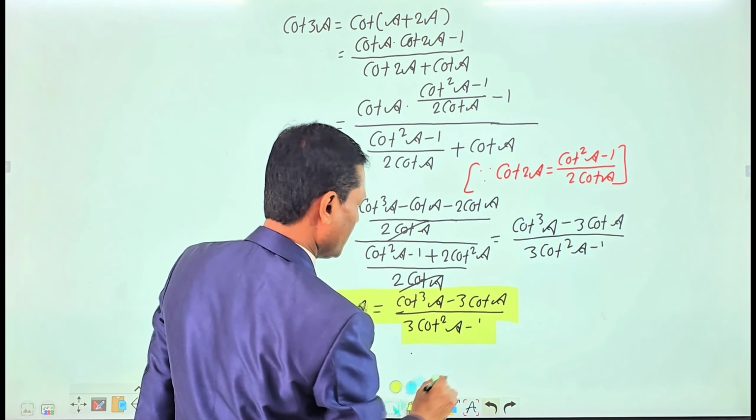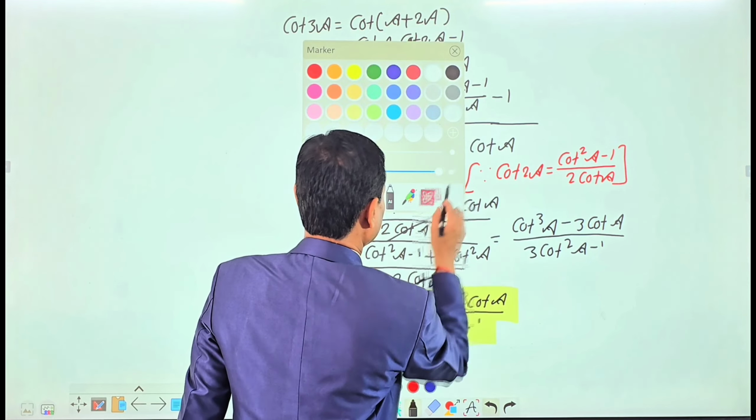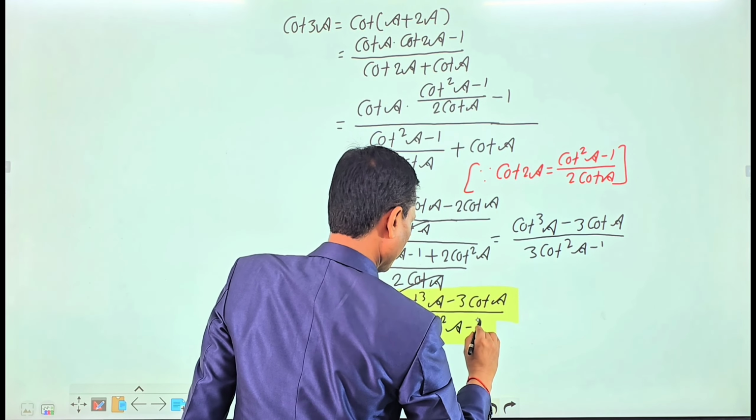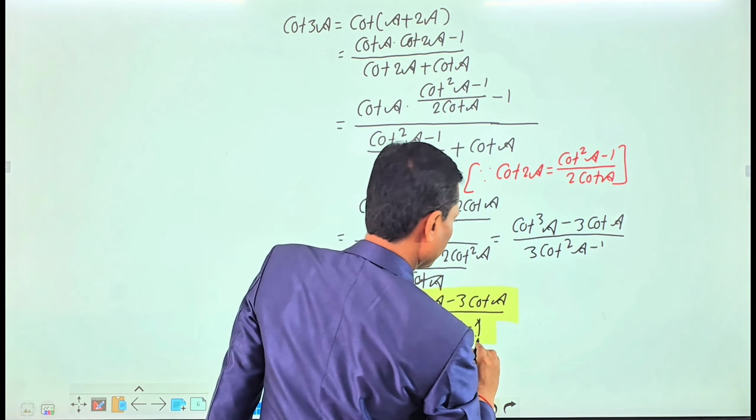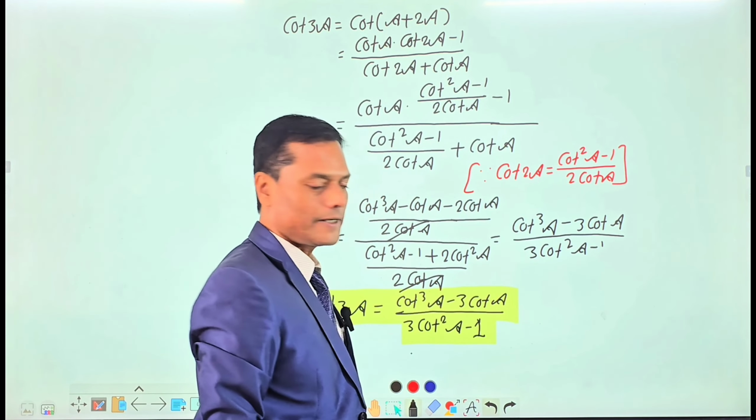right? cot cube a minus 3 cot a over 3 cot square a minus 1, isn't it?